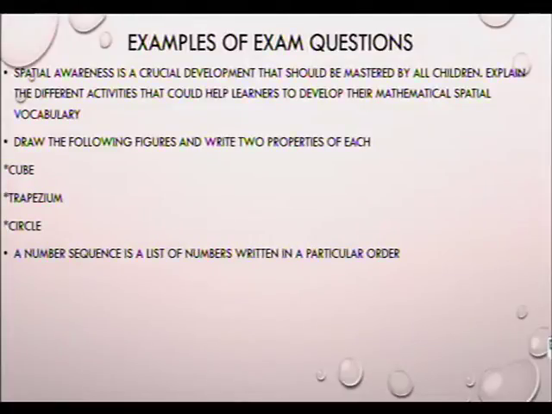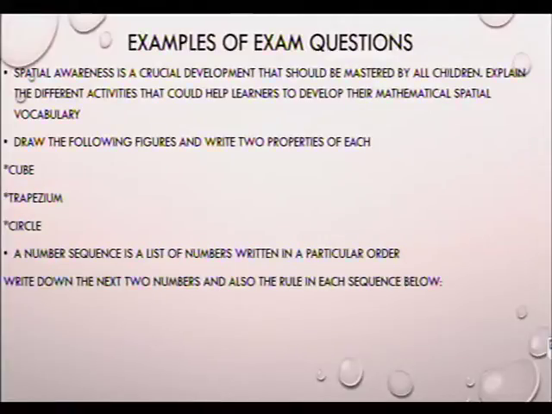Right, when it comes to sequencing, a number sequence is a list of numbers written in a particular order. Usually we are asked, write down the next 2 numbers and also the rule in each sequence below. Let's look at the one that we have in front of us. We have 3, 6, 12, 24. Now, what happened that I get from 3 to 6, from 6 to 12, from 12 to 24? So I should first find the rule.